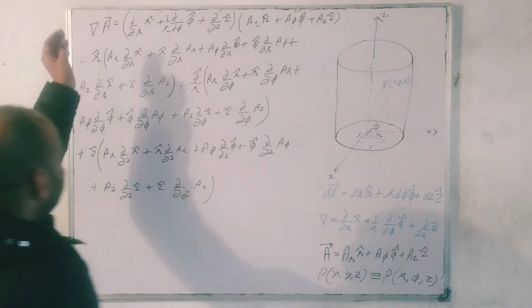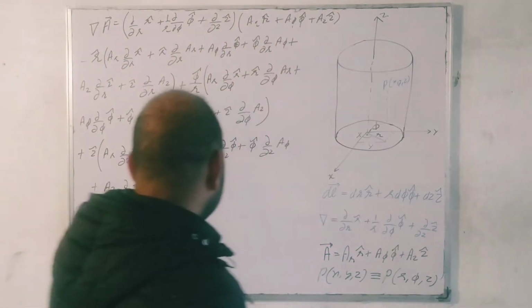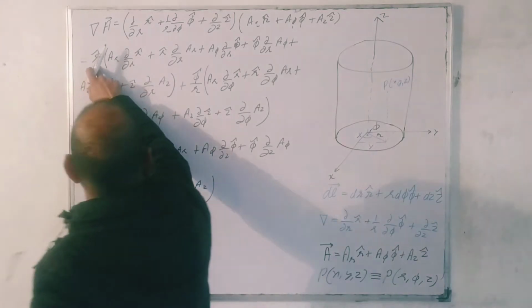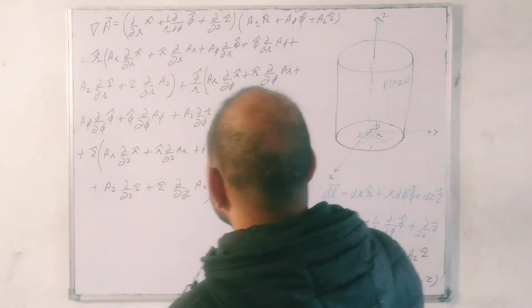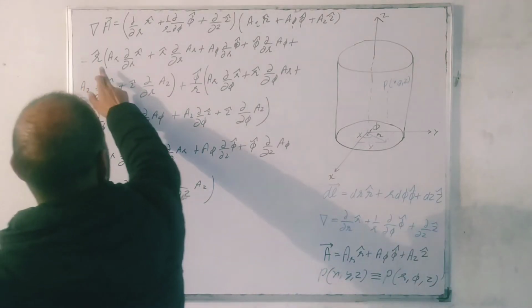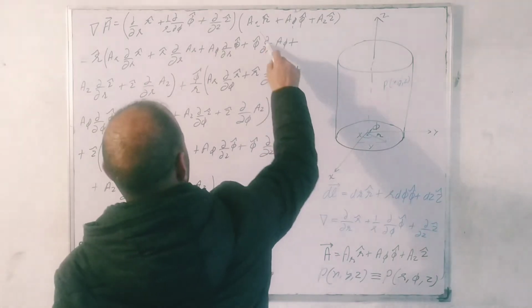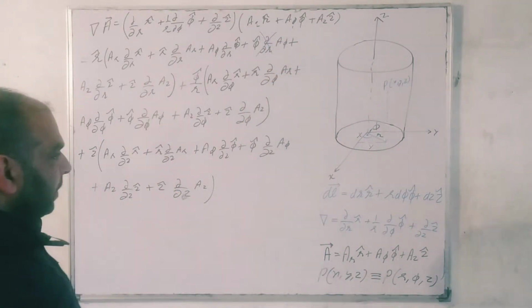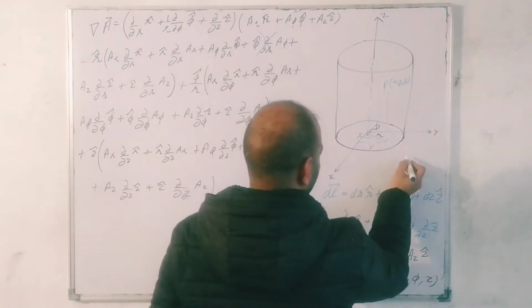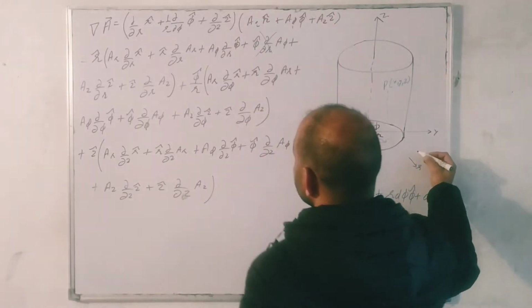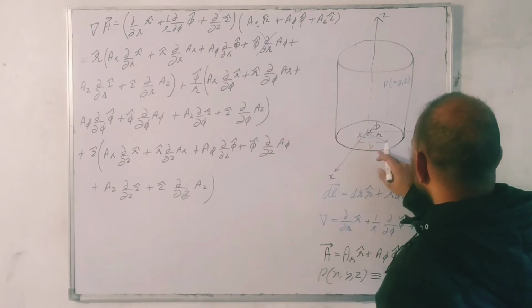So now we have operated this whole operator on this particular vector. So now we will see what is going to happen. This is R cap. When we take the dot product of this R cap with this phi cap, it is going to be 0. So this particular component is going to be 0. Why? Because R cap is in this direction and phi cap, see, phi cap is in this direction.